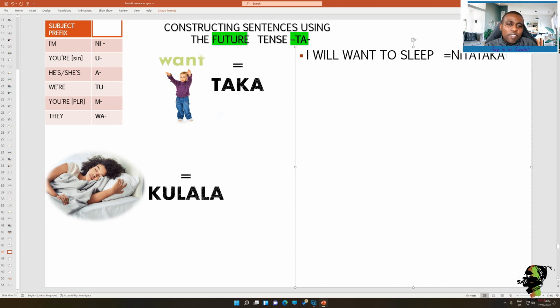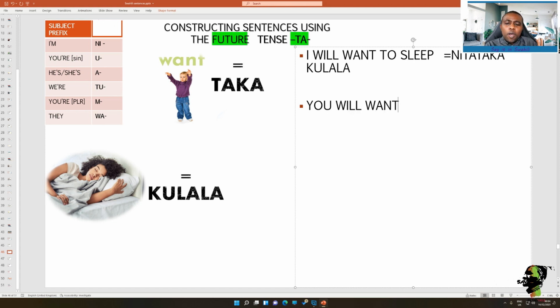Nitataka, to sleep. If you remember when I was teaching about verbs, I said that the infinitive "to" is ku, which is part of the verb here. So we're going to put that ku, and then the verb sleep. Lala, kulala. Nitataka kulala. I will want to sleep. What about now you going and constructing my second sentence?